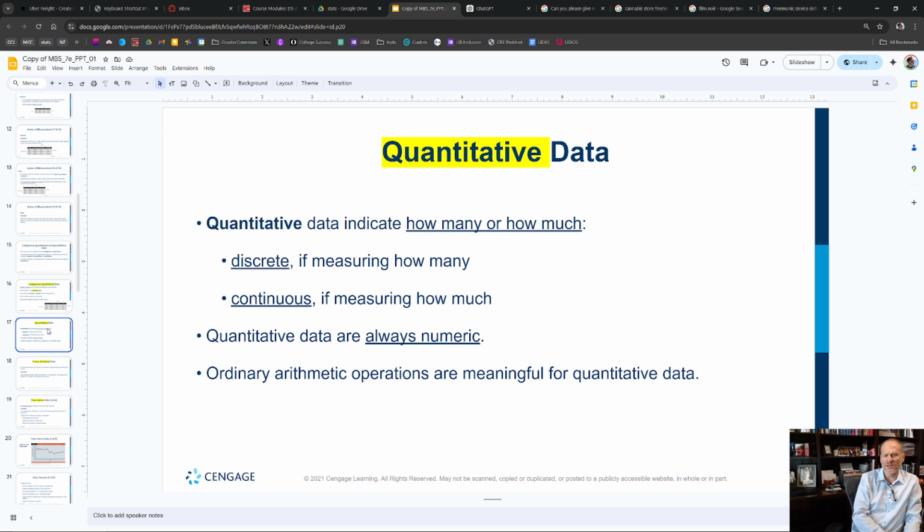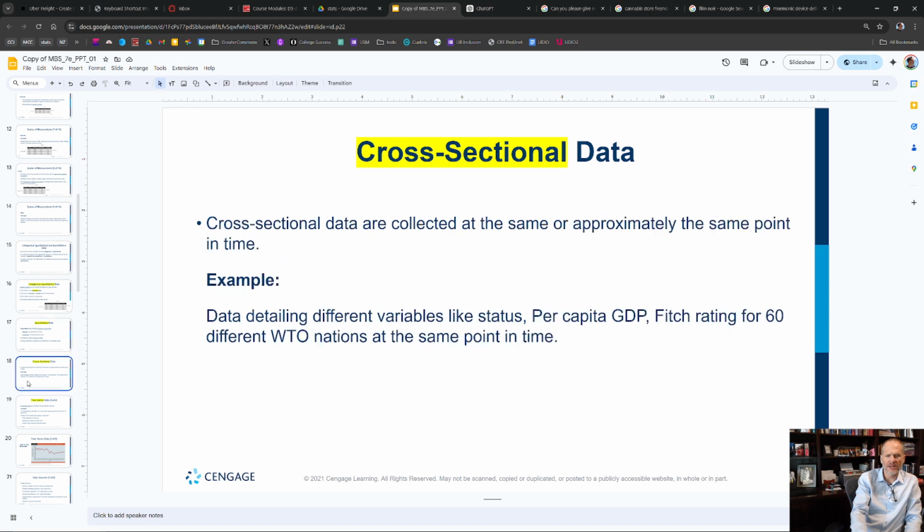It's discrete or it's continuous. We learned about that. And quantitative data is always numeric. And ordinary arithmetic operations are meaningful for quantitative data. So quantitative data, it's quantified stuff. It's always numeric. And with quantitative data, you could do arithmetic operations.